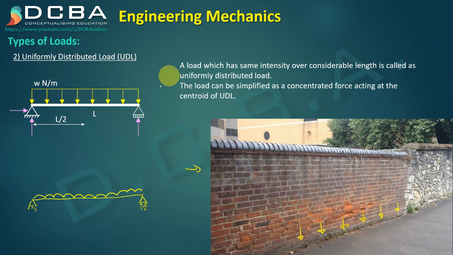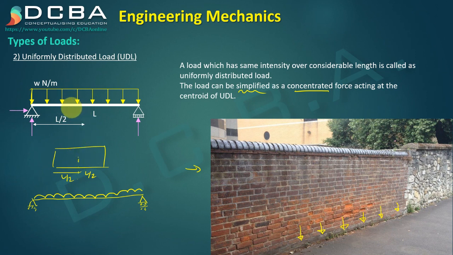Now a UDL can be converted into a concentrated force, or it can be simplified into a concentrated force which is acting at the centroid of the UDL. Now you can see a UDL has a shape of a rectangle, right? So the centroid of the rectangle is always at the center of the rectangle, means it will be like L by 2 and L by 2, correct?